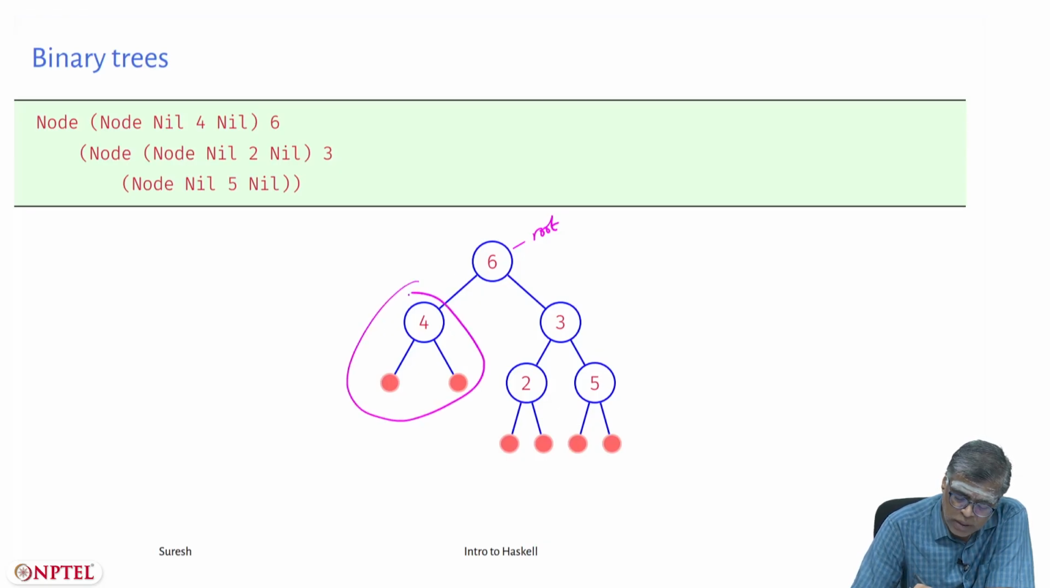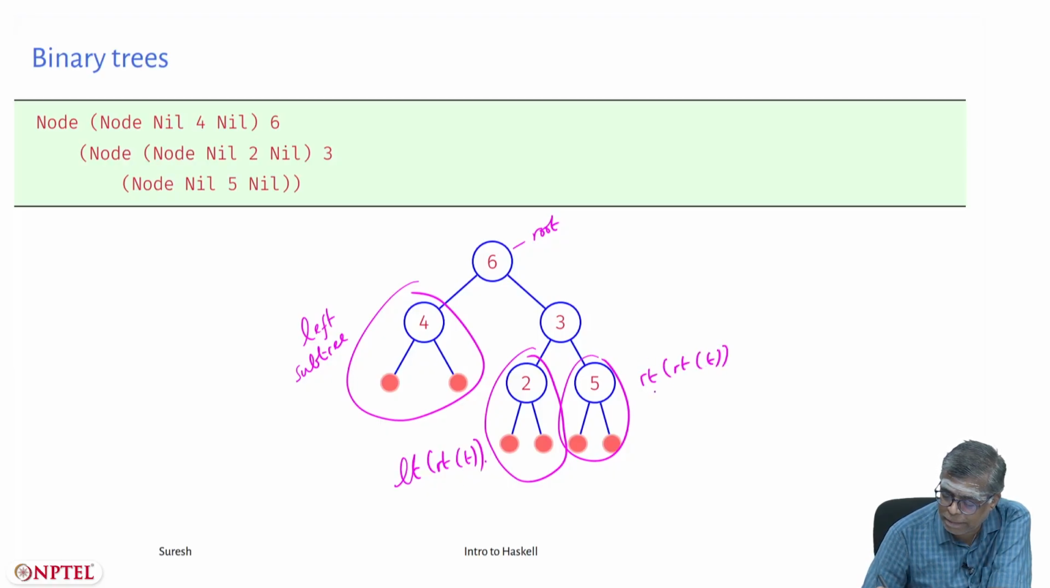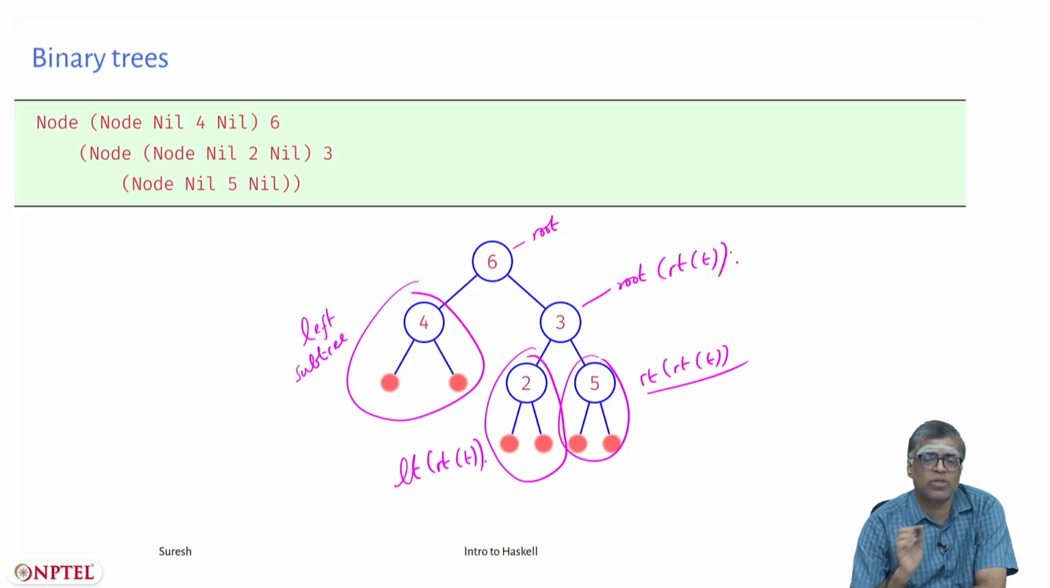this is the left subtree, this is the left subtree of the tree, and this is the left subtree of the right subtree of the tree. This is the right subtree of the right subtree of the tree, and this is the root of right subtree of t. Right. So, you can think of these.